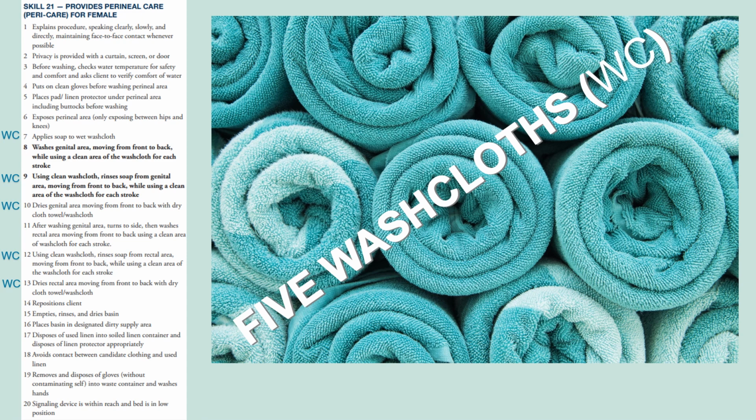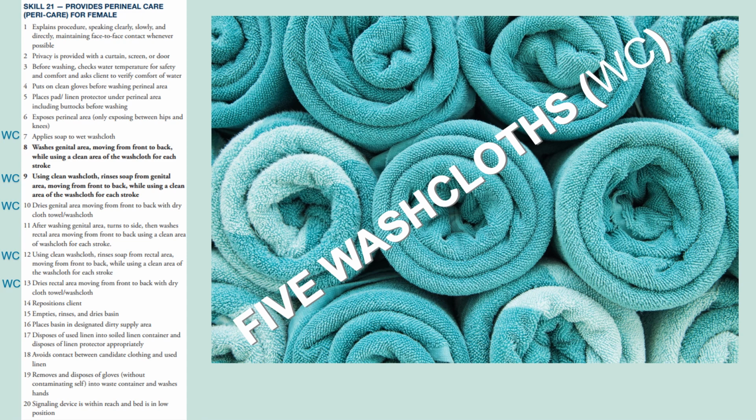The bolded critical element steps are 8 and 9. Both steps require the candidate wash from the front to the back. The washcloth in step 7 is used in step 8. Step 8, we use a clean area of this washcloth for each stroke. Step 9 requires a new clean washcloth used to rinse, while using a clean area of the same washcloth for each stroke. Step 10 requires a dry washcloth or towel.